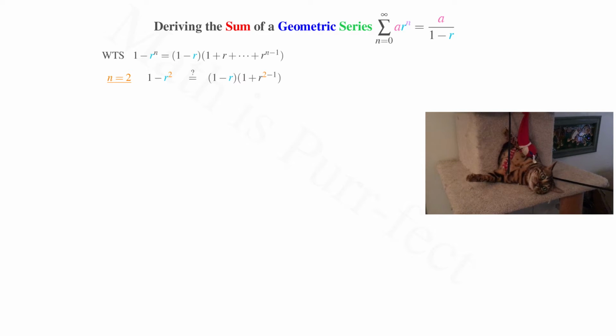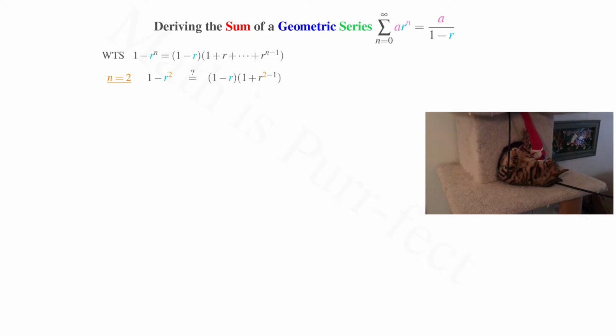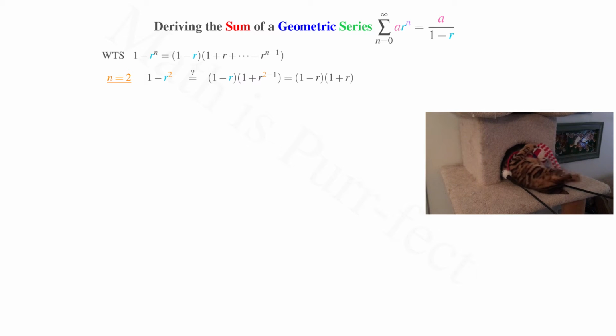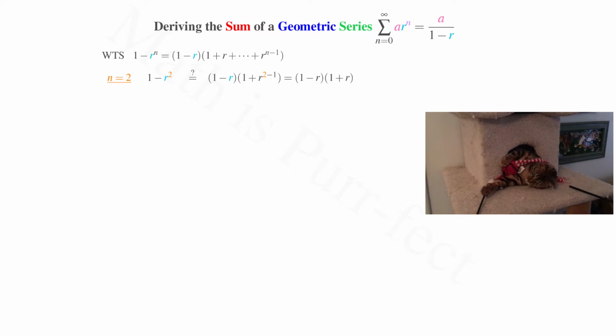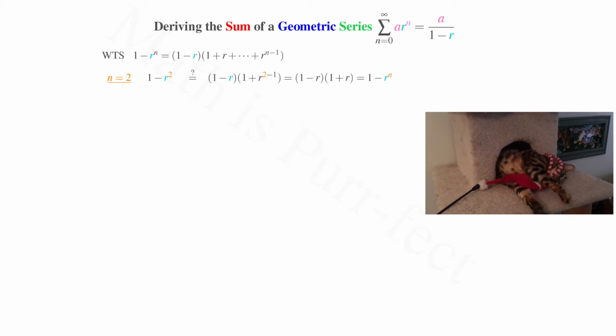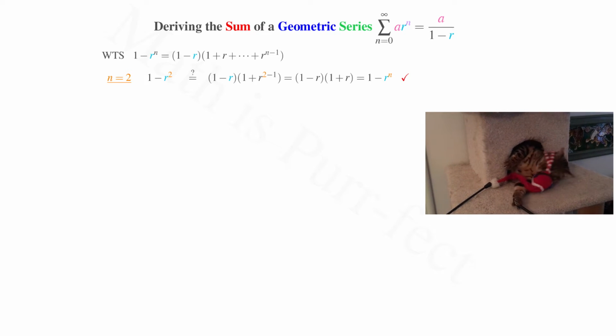Consider n equals 2, that is, 1 minus r squared. Is this equivalent to the product of 1 minus r and 1 plus r raised to the 2 minus first power? Well, this simplifies to 1 minus r times the quantity 1 plus r, that is, the difference of squares. Hence it is indeed equivalent to 1 minus r to the n, where n in this case was 2.